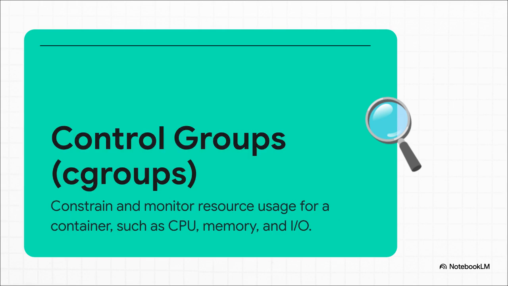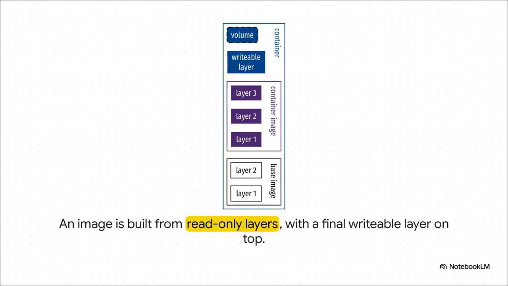The second key piece of tech is control groups, or cgroups for short. So if namespaces provide the isolation, the walls of the room, cgroups provide the limits. They're basically a resource budget, making sure that no single misbehaving container can hog all the CPU or memory, which protects the host system and all the other containers running on it. Containers also have this brilliantly efficient way of handling file systems.